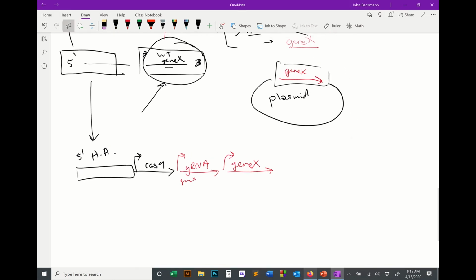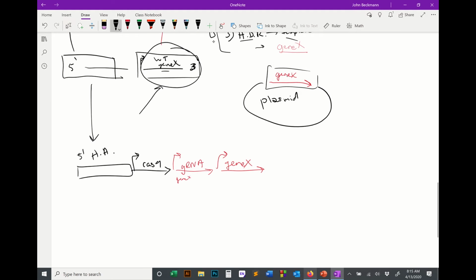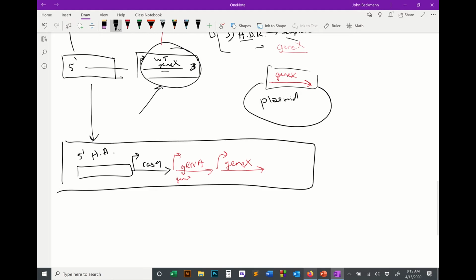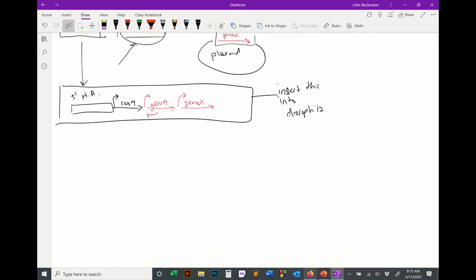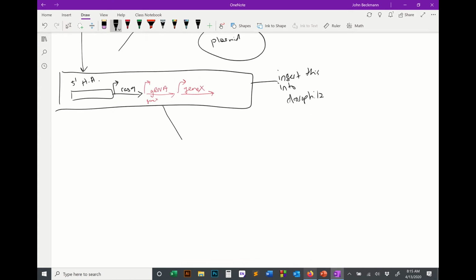Now, let's think about what's going to happen when we insert this entire big construct into Drosophila, a transgenic insect. Let's insert this whole thing into a transgenic insect. Okay, so we pop this thing in. Now what's going to happen? Let's just think it through with the central dogma.